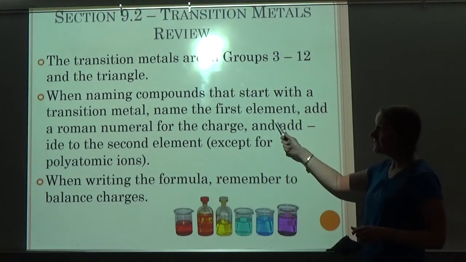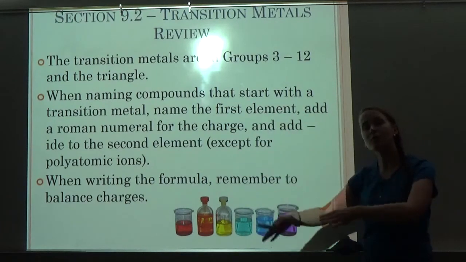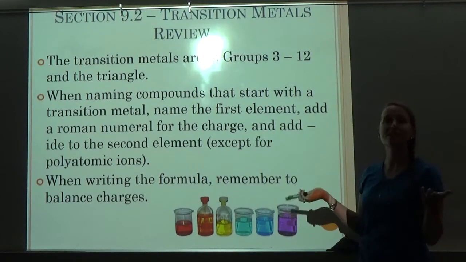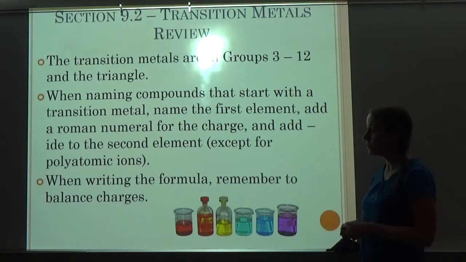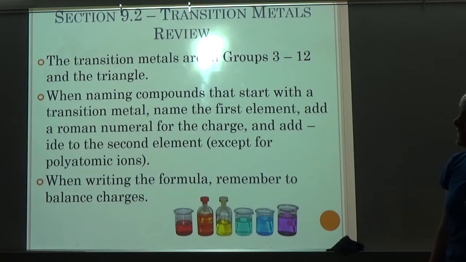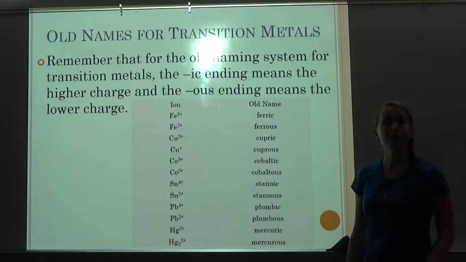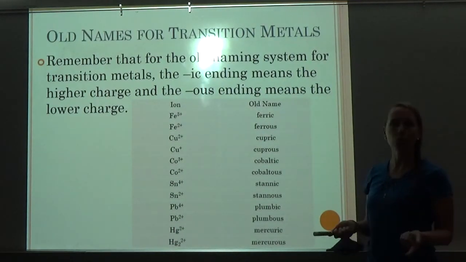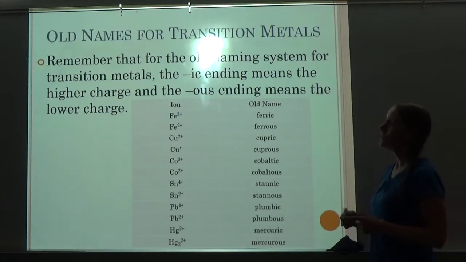So this naming system follows the one we just did in 9.1. We just need a Roman numeral now to show the charge. When you write the formula, you still need to remember to balance your charges. Now, there is one new thing we're going to talk about because every now and then you'll see an old name for a transition metal.